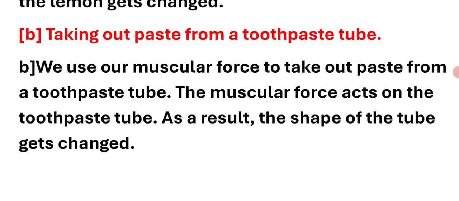Taking out paste from the toothpaste tube. Right answer. We use our muscular force to take out paste from the toothpaste tube. The muscular force acts on the toothpaste tube. As a result, the shape of the tube gets changed.